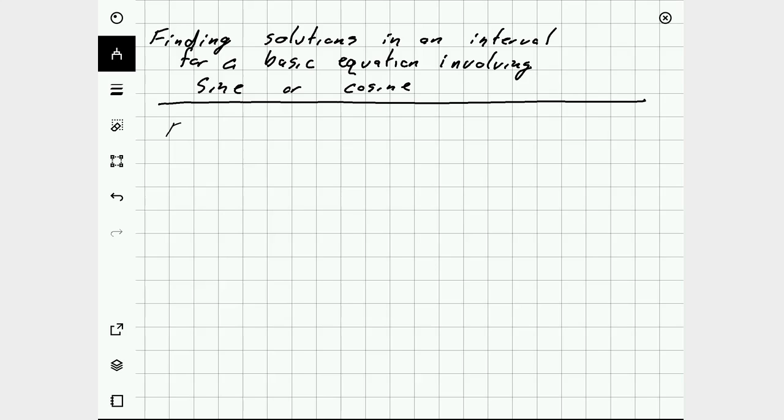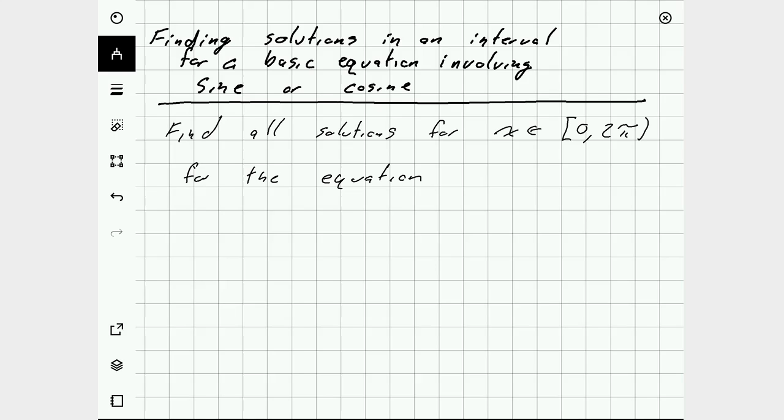So, find all solutions for x in the interval from 0 to 2 pi for the equation. And maybe we'll look at, say, 2 times the cosine of x plus the square root of 3 is equal to 0. That seems like a reasonable equation to play around with.